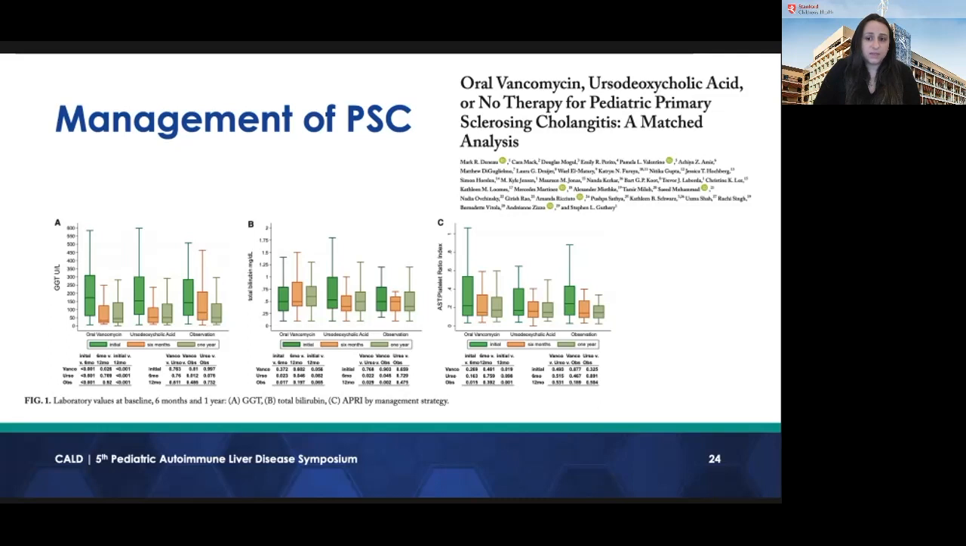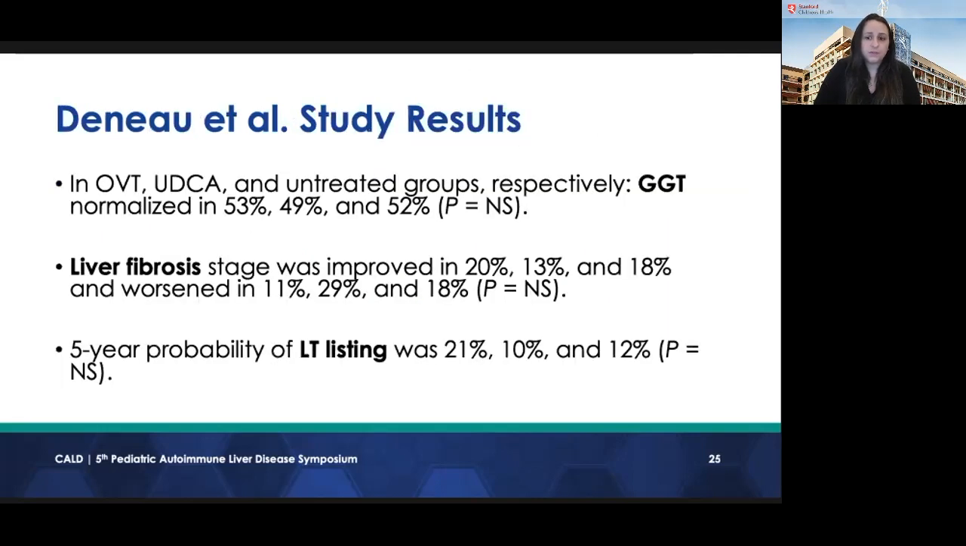The biggest result of this was that the favorable outcome was associated with a mild phenotype, a lower SCOPE index, and those with minimal hepatic fibrosis. By 12 months, GGT was similar in all groups, regardless of management strategy, as shown in figure A. And in figure B and C, they showed that median bilirubin and RP score were unchanged from initial values, regardless of management strategy. The conclusions of this study showed that there was no significant difference in outcomes between oral vancomycin, ursodiol, or no treatment with regards to GGT, liver fibrosis, and transplant listing.